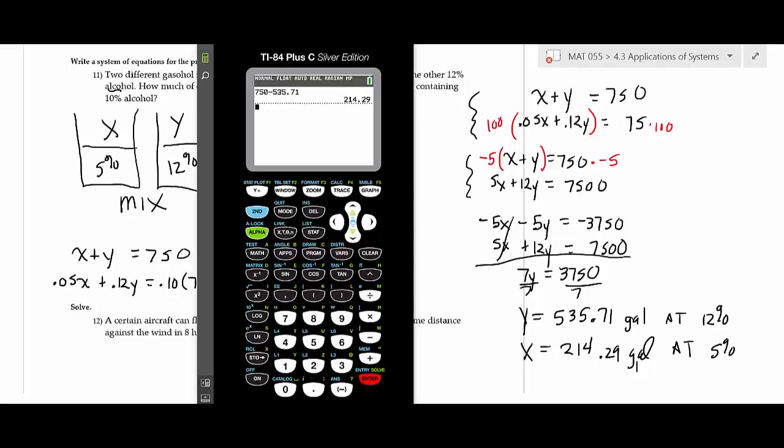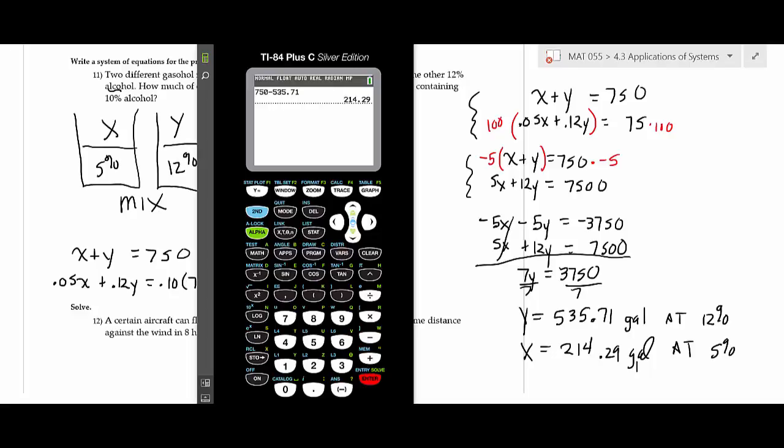Your first equation's good. The second equation, you would have 0.05x plus 0.12y like you have, and then if you do 10% of 750, you get 75. And then if you look at what I was doing, I multiplied the second by 100 to get rid of decimals, then tried to eliminate from there. Right? And that's how it works out.